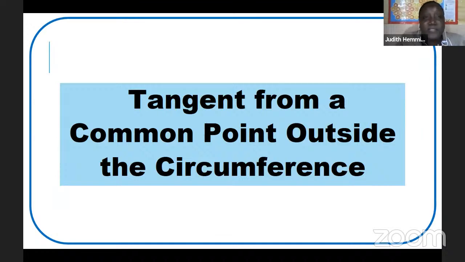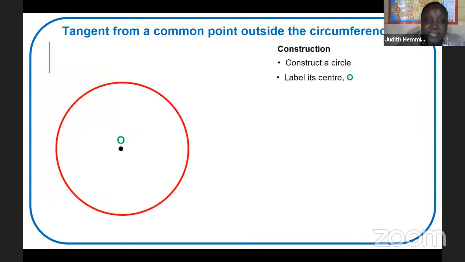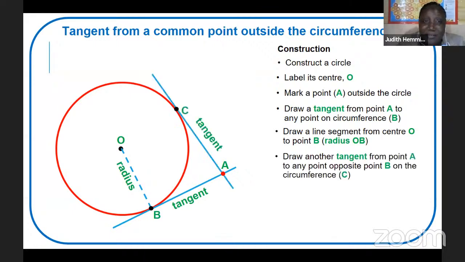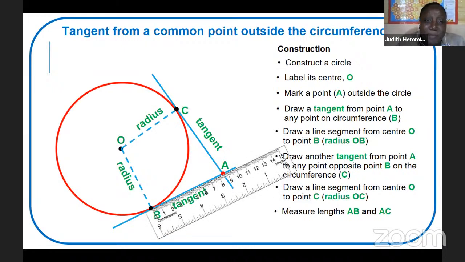And this one focuses on tangents that form from an external point to the circle. Let's see what happens in cases like those. So again, we are going to construct a circle, label it center O. We are going to mark a point external to the circle, construct our first tangent, then of course we insert the radius to show that perpendicular relationship. Then another tangent, CAC, is drawn. Then we measure those two lengths.